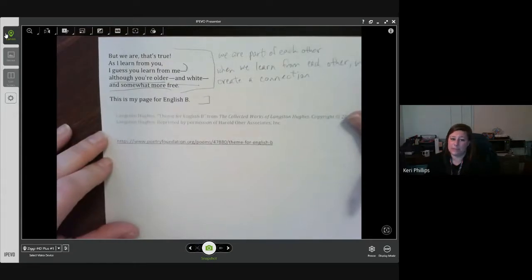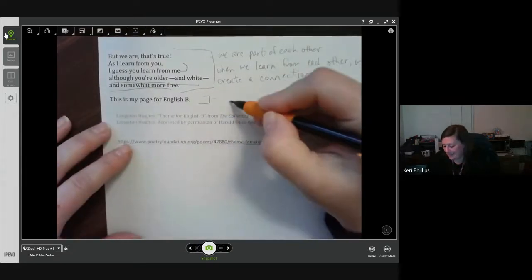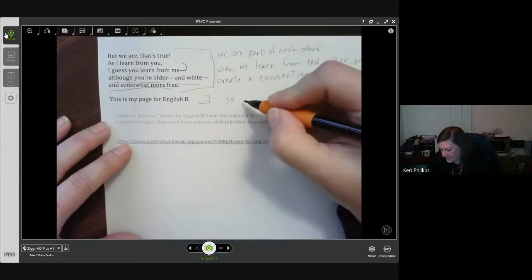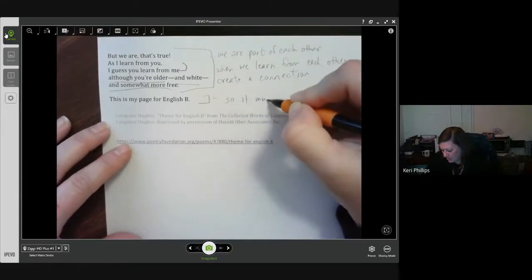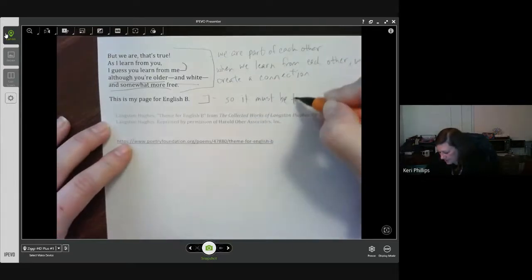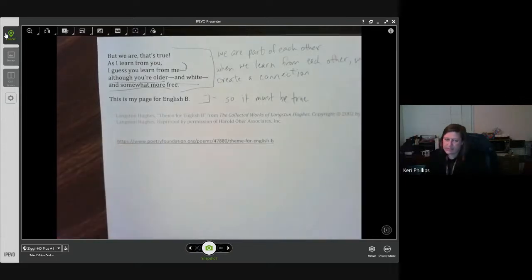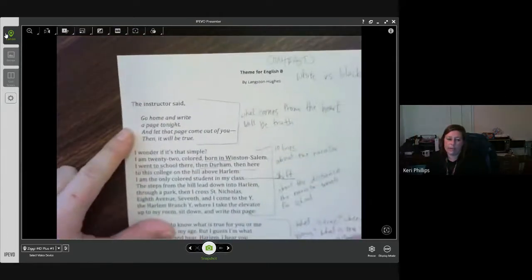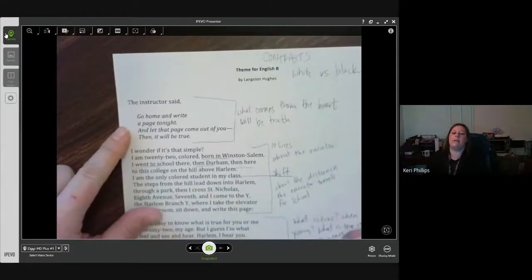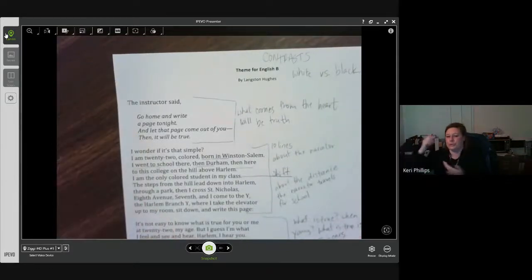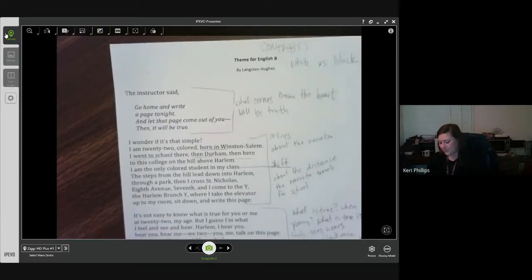This is my page for English B. And this makes me think, so it must be true, right? Because the very beginning said, go home and write a page tonight and let that page come out of you, then it will be true. So if it came out of his heart, then it's true.